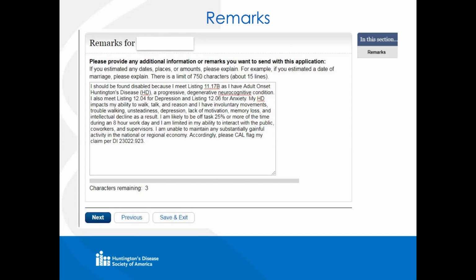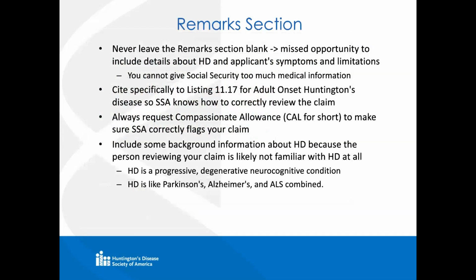Because Social Security, it's their job to know about these conditions, but there's thousands of different conditions. Huntington's disease is very rare. It's not something they come across very often. A claim examiner may only see it once or twice in their entire career. So to give yourself the best chance of getting approved, you do want to provide information about what HD is.